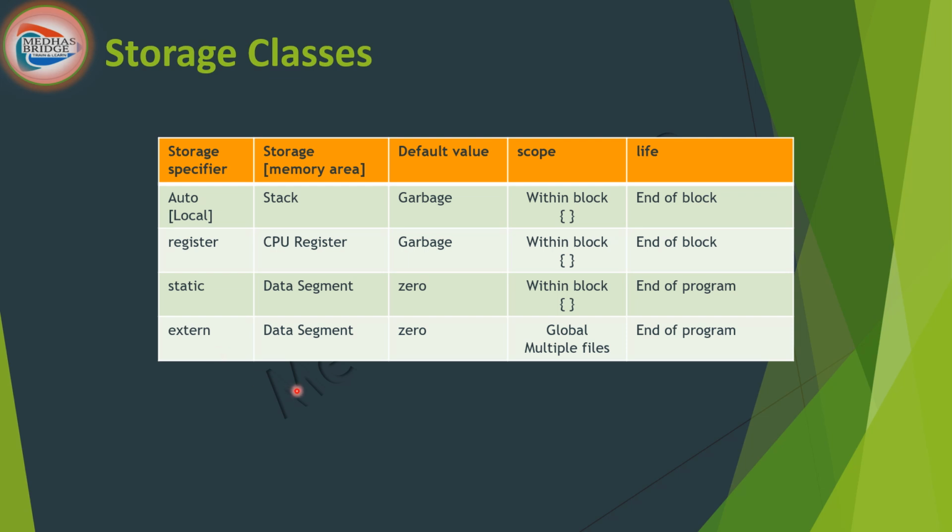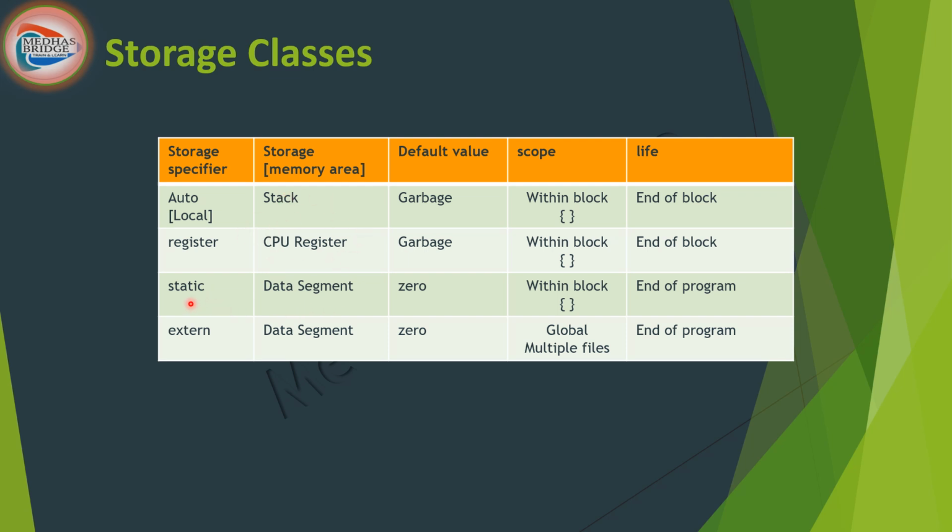Here is the summary. Auto storage is on the stack. It has a garbage value if you don't initialize it properly. Scope is within the block, and its life ends at the end of the block. If you see register, it gives faster access. Otherwise, property-wise, the default value is garbage. The scope is within the block where you declared the register variable. The end of the block is its life. But it occupies a CPU register instead of the stack or the data segment.